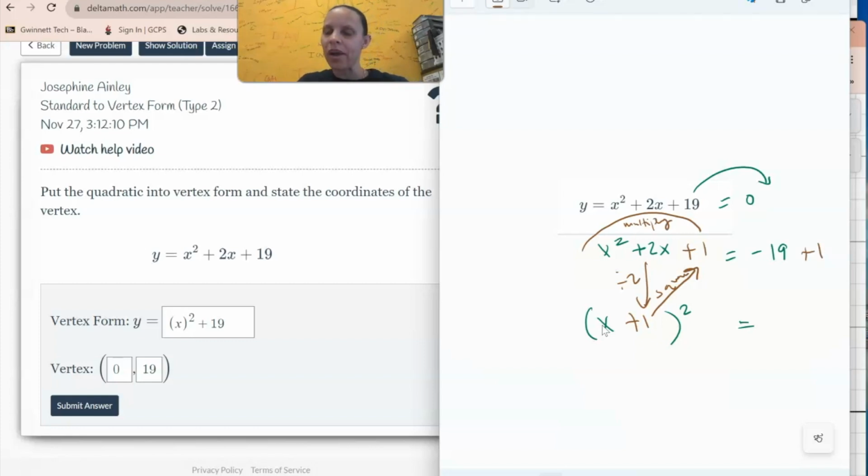All right, then combine these. So negatives are made in positives. That's going to be negatives are winning by 18. Then my last step is to take it back. So this answer is x plus 1 squared plus 18.